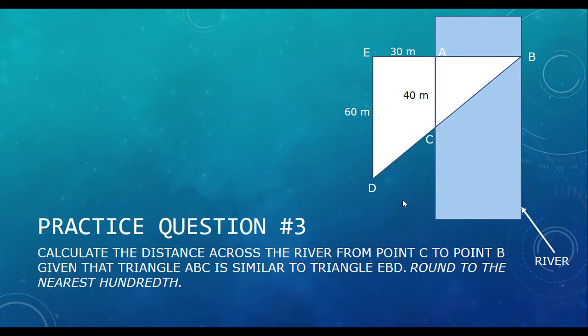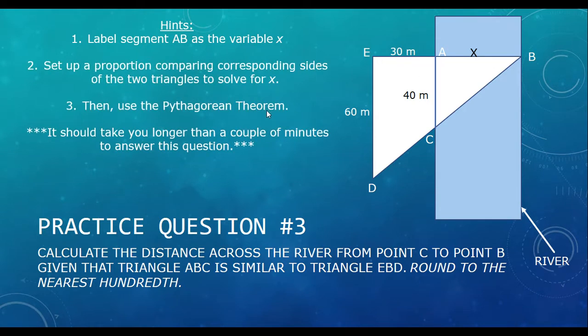I'll go ahead and give you a couple of hints on how to get started. That piece of information about similarity is important. We're going to label segment AB as the variable X. The next thing you should do is set up a proportion comparing corresponding sides of the two triangles to solve for X. If two triangles are similar, then they're related by a specific ratio.